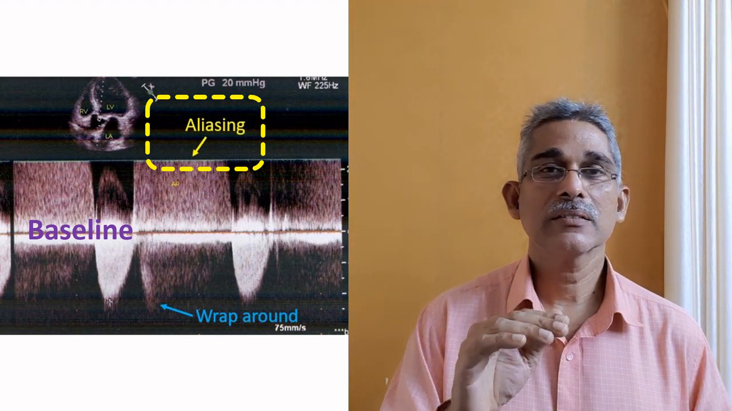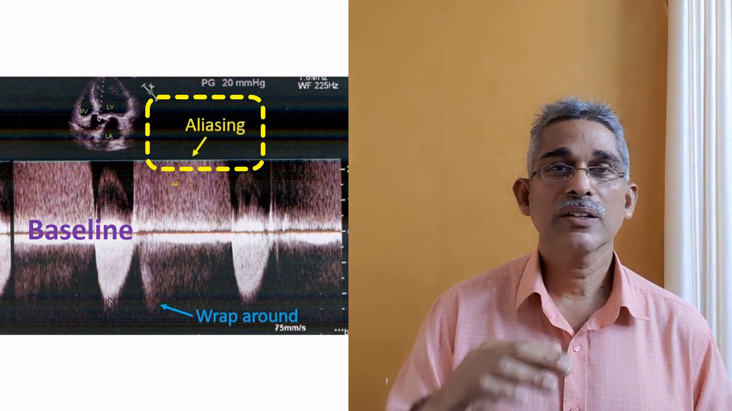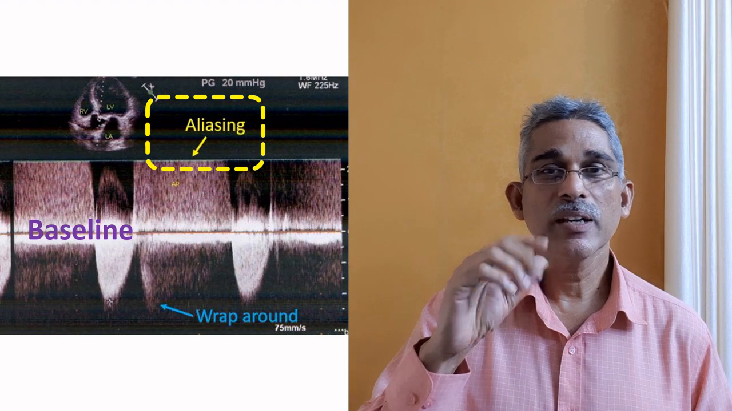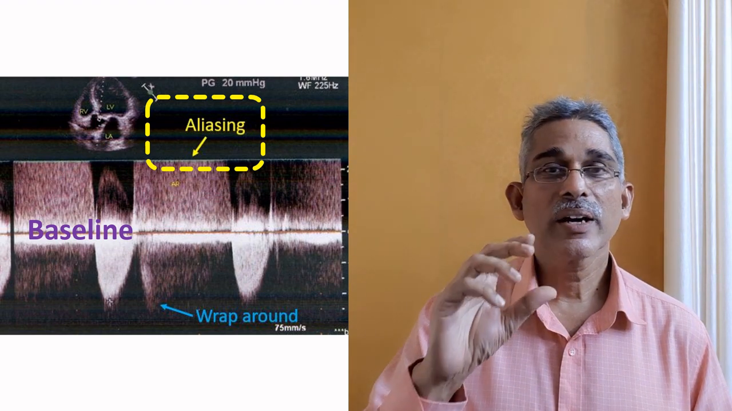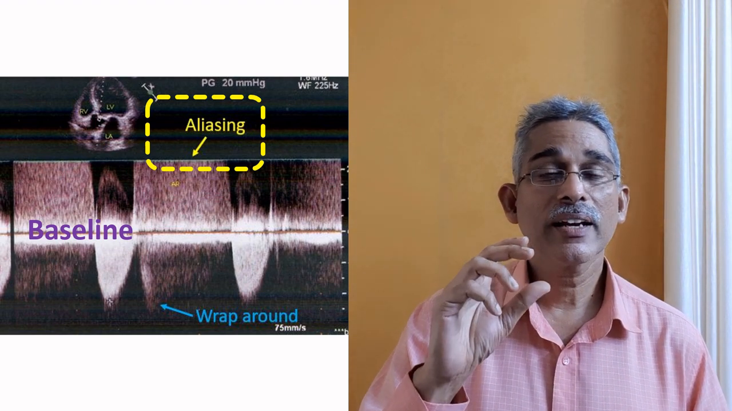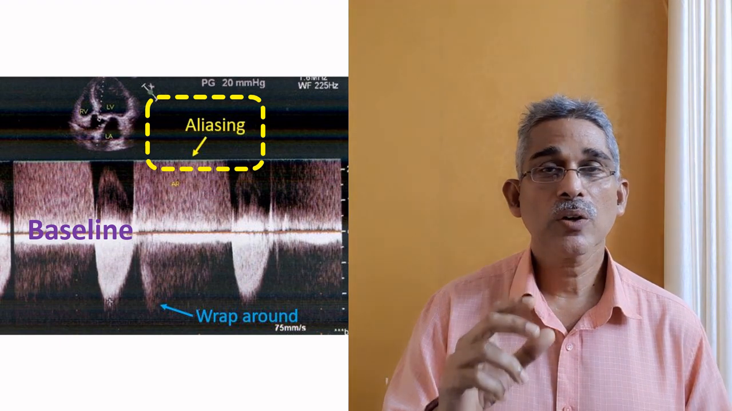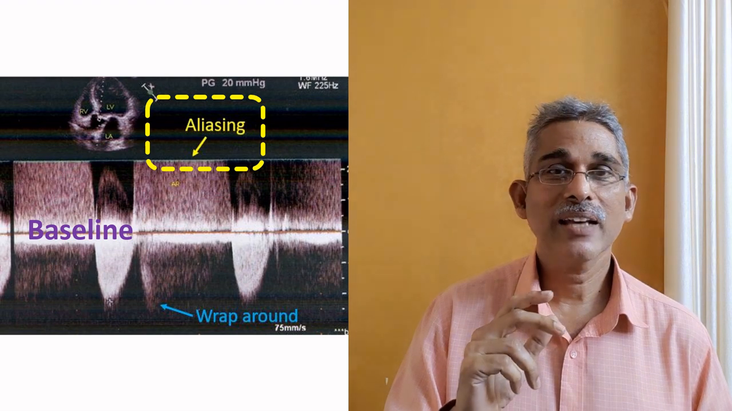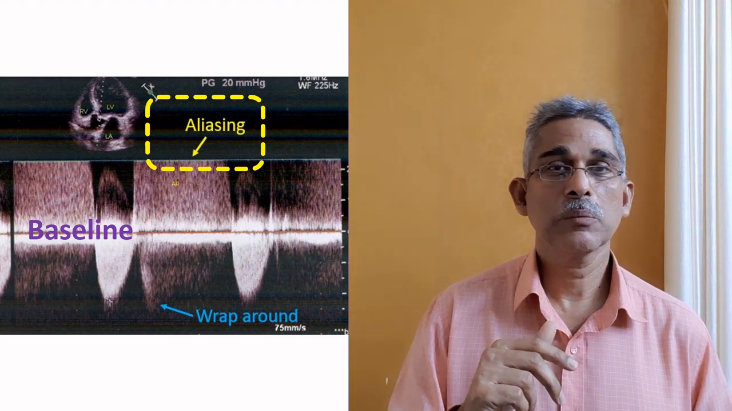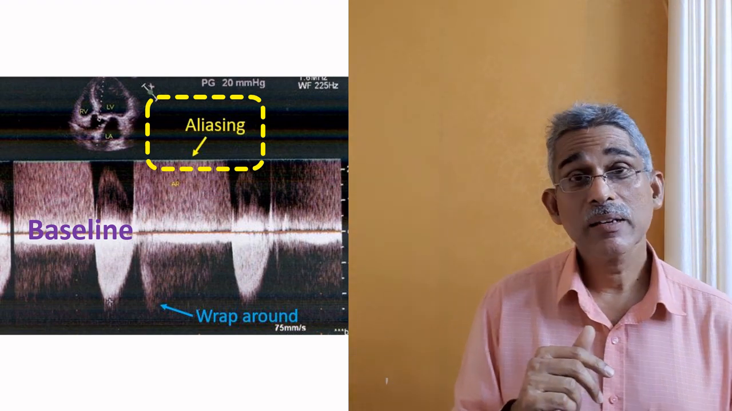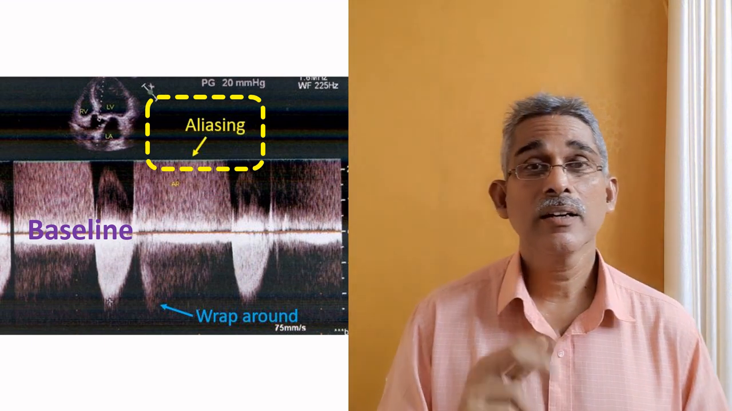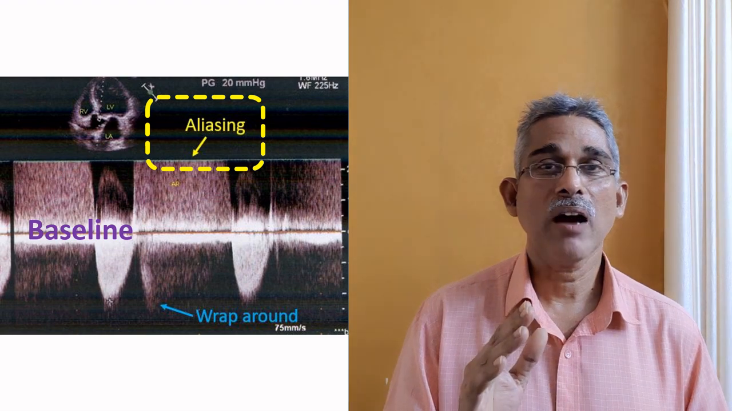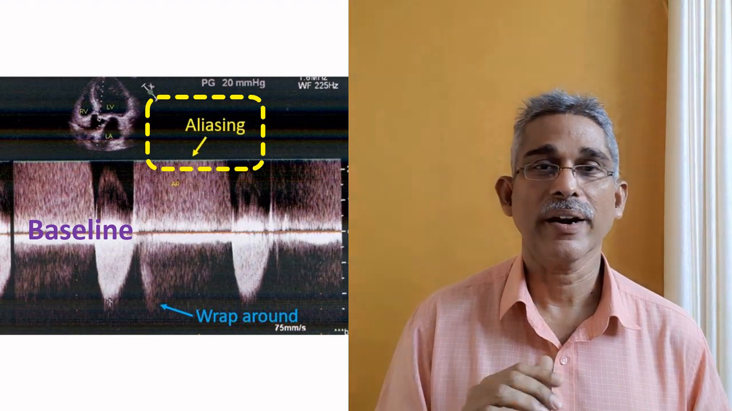Once you get aliasing, you either change the baseline or you change the velocity limit in such a way that you get a non-aliased signal on the screen before identifying the direction of the signal as well as the maximum velocity. Another important aspect in this is that in any measurement, it is always nice to have ECG along with echocardiography.